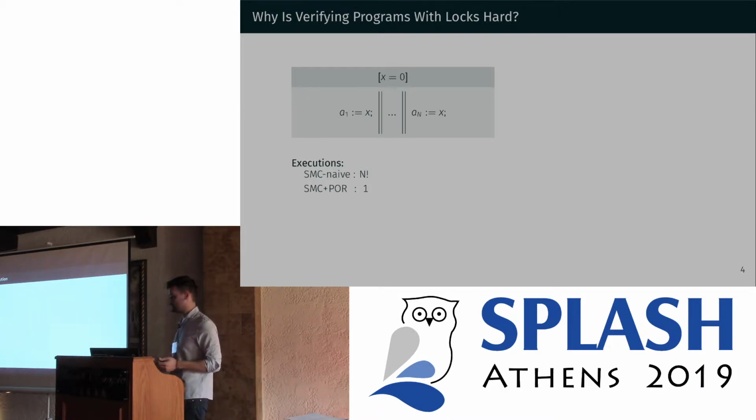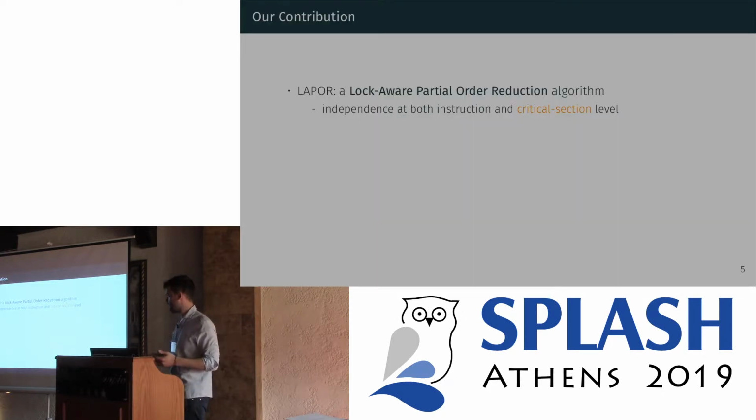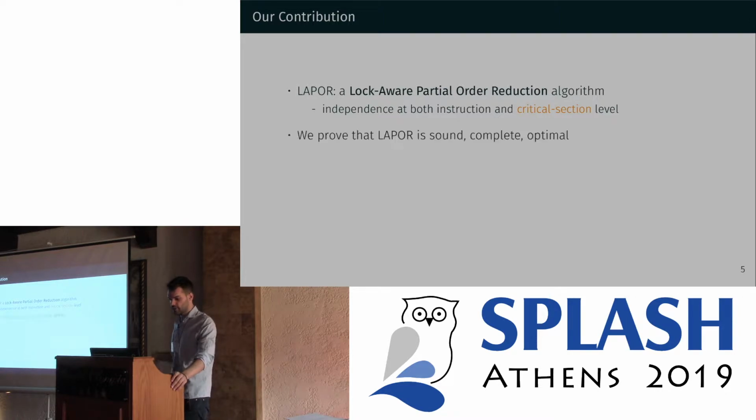And what we propose for this problem is LAPER, which is a lock-aware partial order reduction algorithm that basically lifts the existing partial order reduction techniques to the critical section level. And LAPER is able to exploit independence at both instruction and critical section level. We actually prove that LAPER is sound, meaning that it explores no false positives, that it is complete, meaning that it explores all program behaviors, and that it is optimal, meaning that it explores exactly one execution per equivalence class, where the equivalence classes are defined by the underlying partial order reduction algorithm.